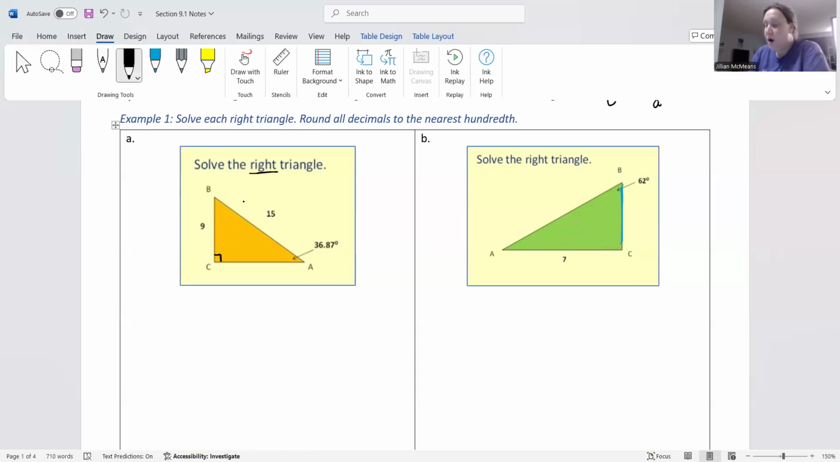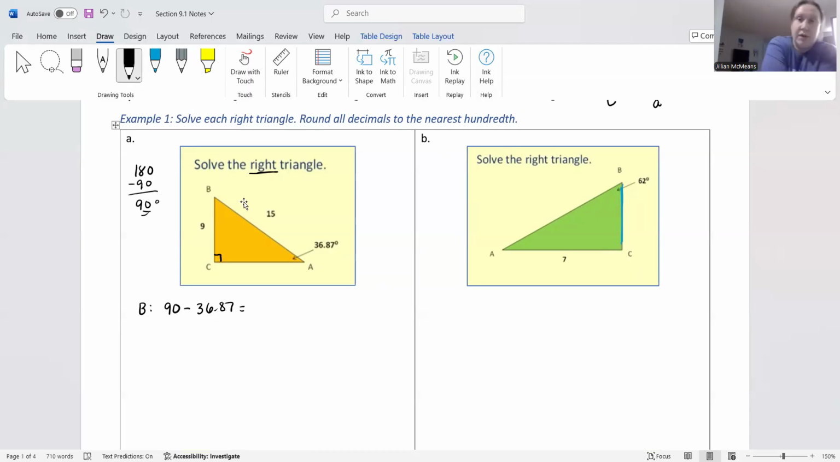Okay. Now, we know angle C, we also know angle A. And if we know two of the three angles, we can easily find the third. So we know that we have 180 degrees to play with to begin with. Well, we've used 90 of them on angle C. So that leaves me 90 degrees that I can split between angle A and angle B. So I need to find the measure of angle B. So all I have to do is take that leftover 90 degrees and subtract what has already been used for angle A. Okay, so angle A is 36.87 degrees.